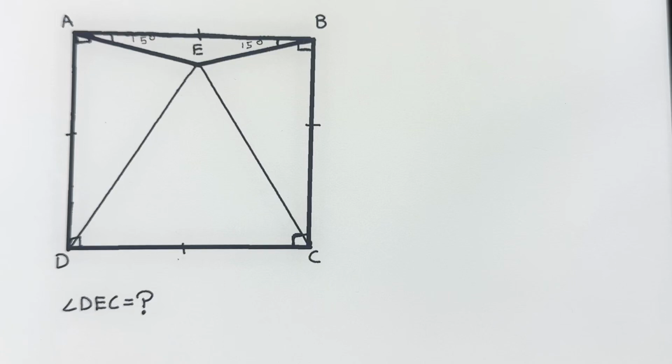In this problem, we are given that in square ABCD, E is a point within the square such that angle BAE equals angle ABE equals 15 degrees. What is the measure of angle DEC? Notice that this figure looks very symmetrical. And then we can observe triangle DAE and triangle CBE, because these are the two most obvious congruent triangles we can prove.